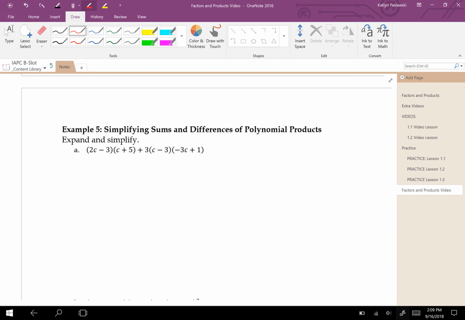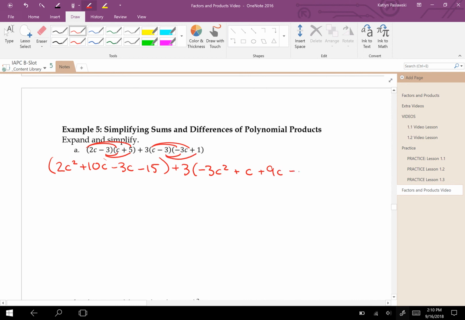First, we're going to start with multiply these terms together. So we have 2c squared multiplied by positive 10c, negative 3c multiplied by negative 15. So here's one set of terms, plus 3, and now we multiply our binomial by our binomial. We have negative 3c squared plus c and positive 9c minus 3.